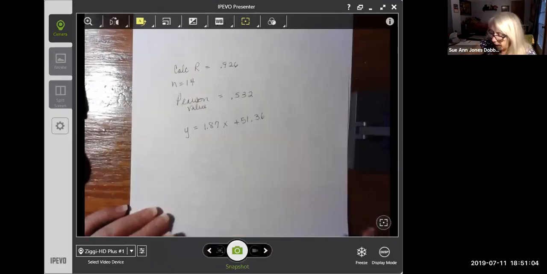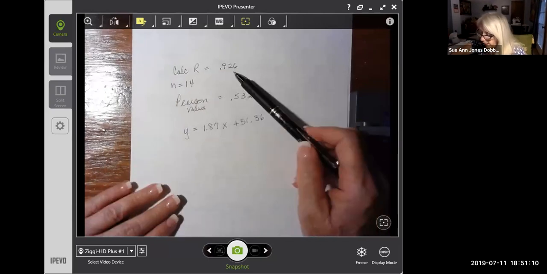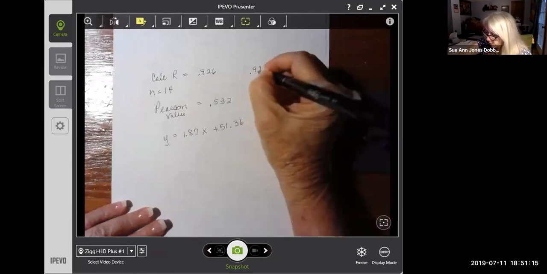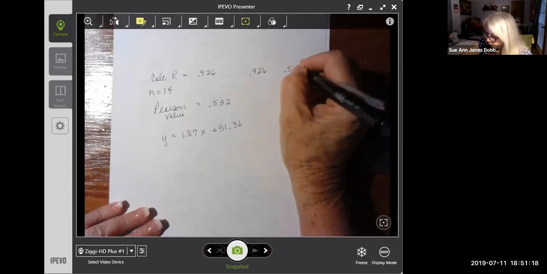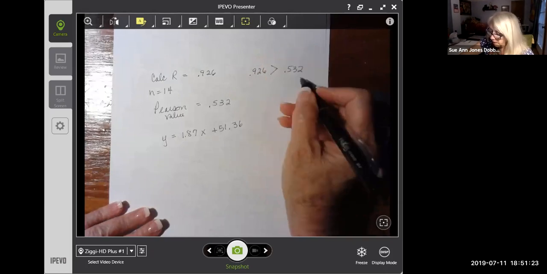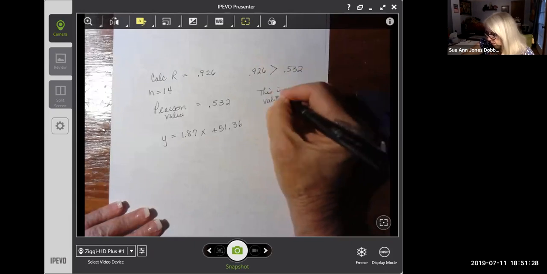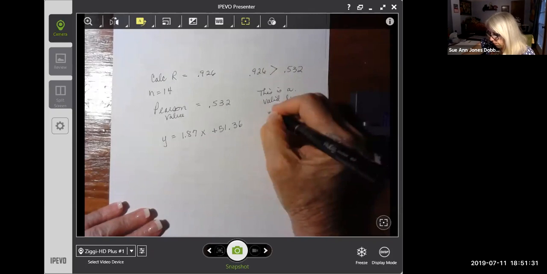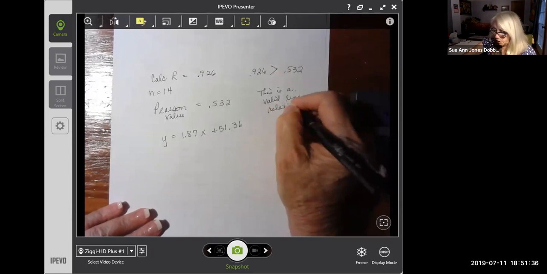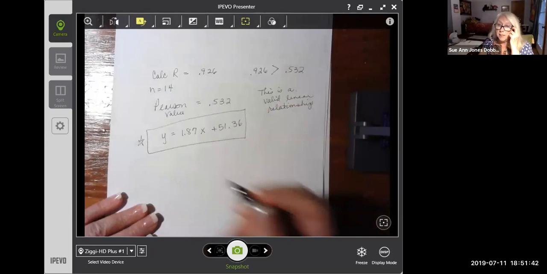Now, I want to make a comparison between the calculated R and the Pearson R. And when I do that, I'm comparing 0.926 with 0.532. And again, the calculated R is greater than the Pearson R. And what that means is this is a valid linear relationship. And when I find that it is a valid linear relationship, then that means that this linear model is okay to use to make predictions.